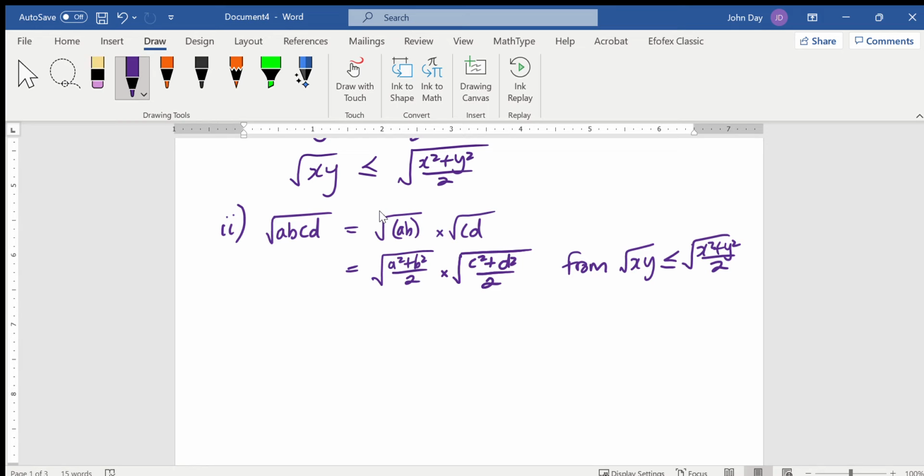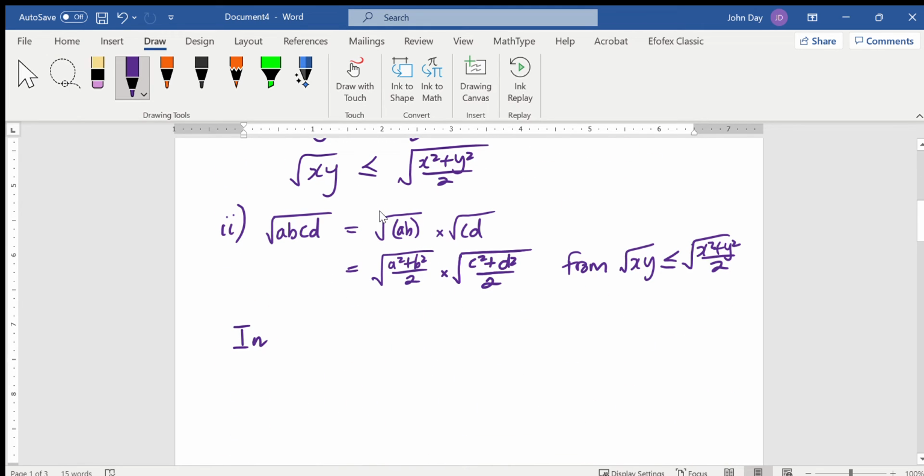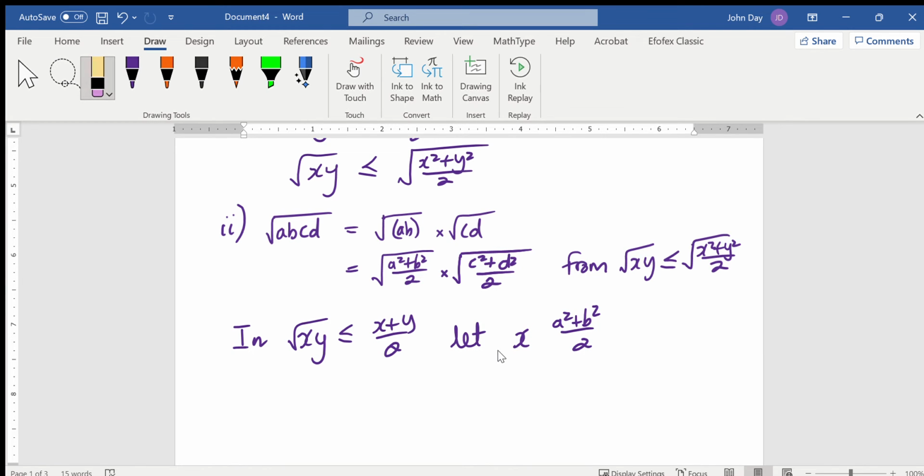Now, in what was the very first one we were given? Root xy is less than or equal to x plus y on 2. Okay, in root xy is less than or equal to x plus y on 2, let x be a squared plus b squared on 2. Hold on, I can say equal, but I like that. And let y be c squared plus d squared on 2.